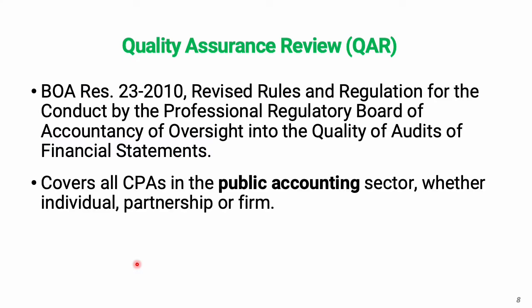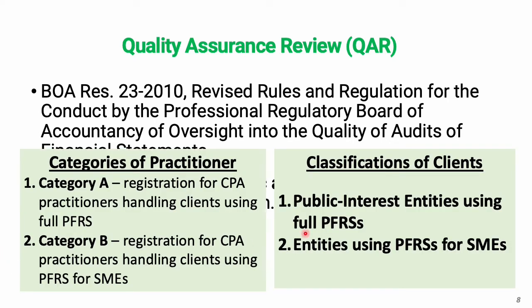So this rule covers all CPAs in public accounting sector. So take note, public accounting sector only. So whether individual, partnership, or firm. And there are categories and classification of practitioner and client for the purposes of the QAR program of the BOA. So for practitioner, we have category A and category B. So category A, this is a registration for CPA practitioners handling clients using full PFRS. So usually the big firms, so even the medium size firm who handle big and large clients, publicly listed clients, often are under the category A. So for category B, this is the registration for CPA practitioners handling clients using PFRS for SMEs. So small and medium-sized practitioners belong to this category.